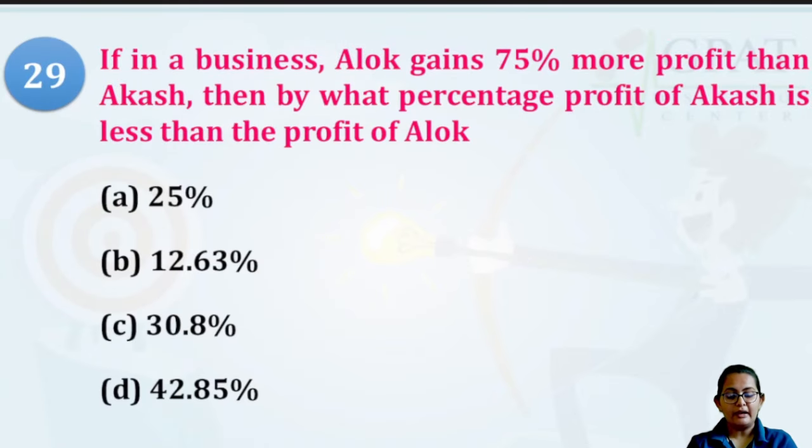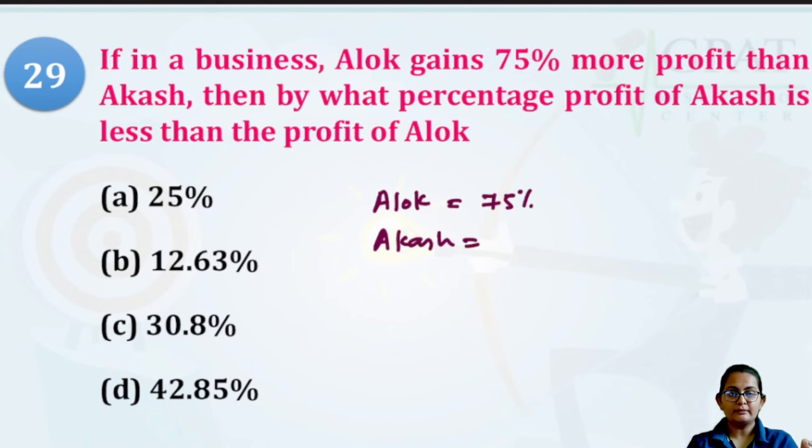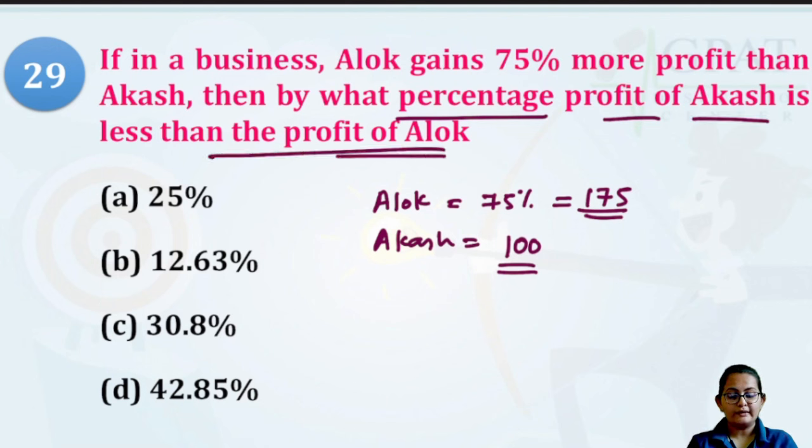Then is question number 29. If Alok, there is somebody named Alok, gains 75% more profit than Akash, who is earning something. Suppose Akash is earning 100, so 75% more means Alok will be earning 175 rupees. So if Akash gets a profit of 100, then Alok is getting 175. By what percentage is the profit of Akash less than the profit of Alok? In the sense, if I compare based on Alok, how much less profit is Akash getting?